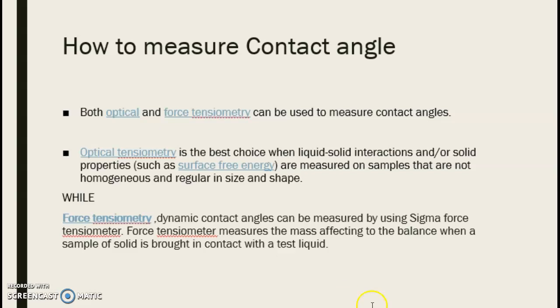While force tensiometry is for dynamic contact angles, which can be measured by using a Sigma force tensiometer. The force tensiometer measures the mass affecting the balance when a sample of solid is brought in contact with a test liquid.